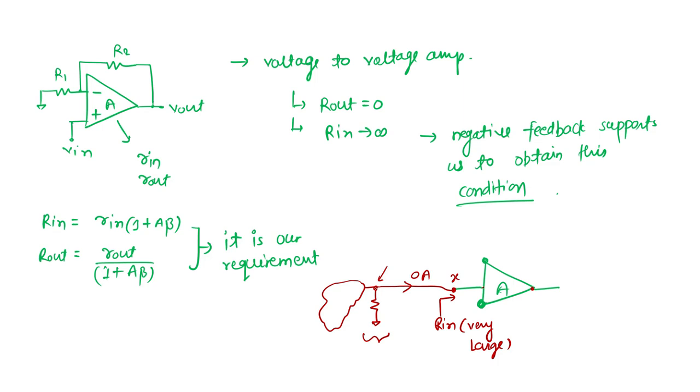Okay, so what we want here, because what is the voltage here? Let's say I is here. This is my R. So the voltage here is I times R. This is the voltage we want to sense.